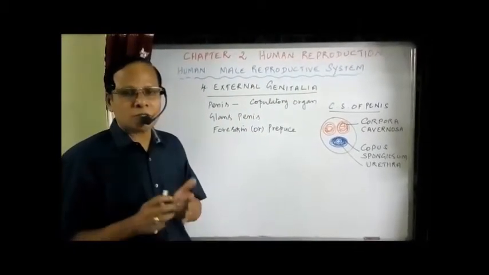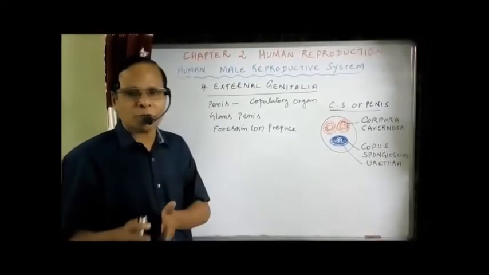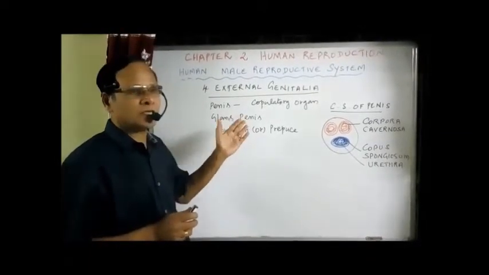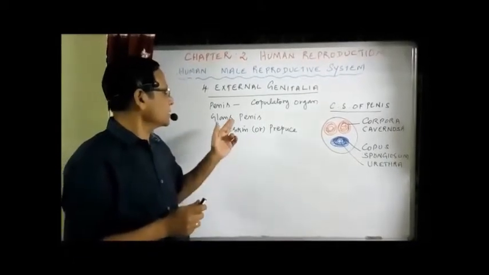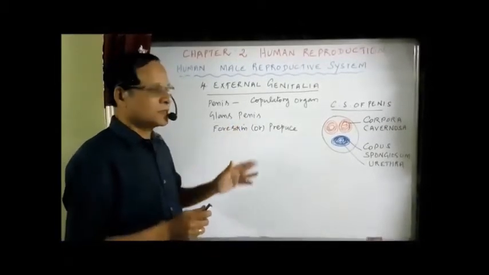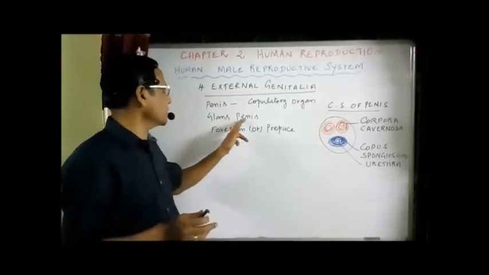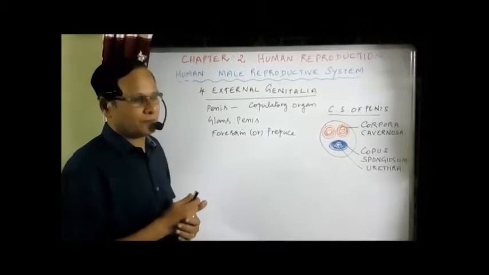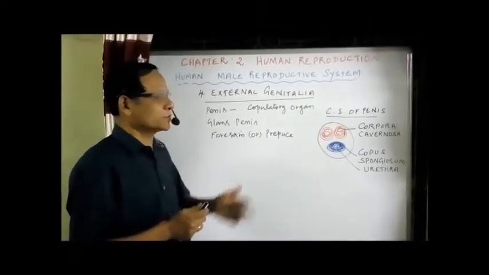It consists of a special type of muscles, and these muscles help in erection of the penis, which facilitates insemination for the transfer of the sperms. The terminal end of the penis, as we'll see in the picture, is called the glans penis. The terminal enlarged end of the penis is called the glans penis. The glans penis is surrounded by a fold of skin, which is known as the foreskin or prepuce.